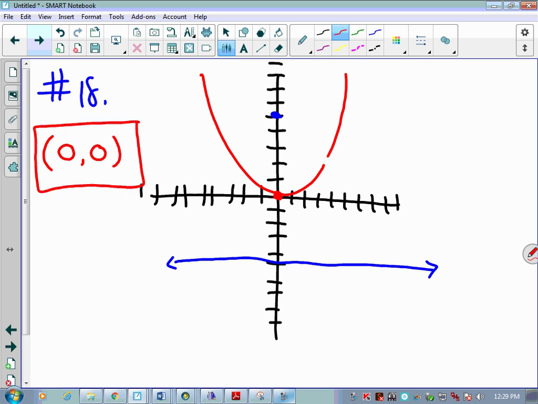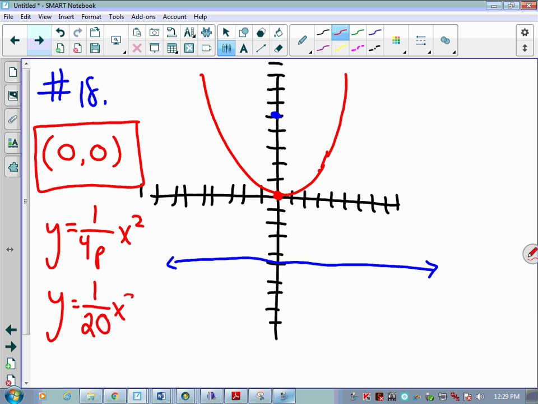The next thing that I know is we can go ahead and use our equation: y equals 1 over 4p x squared. We don't need any of the rest because we're using 0, 0. P is the distance from my vertex to my focus, so that's 5. 4 times 5 is 20, so I get 1 over 20 x squared. I'll check my answer on number 18. Y equals 1 over 20 x squared.